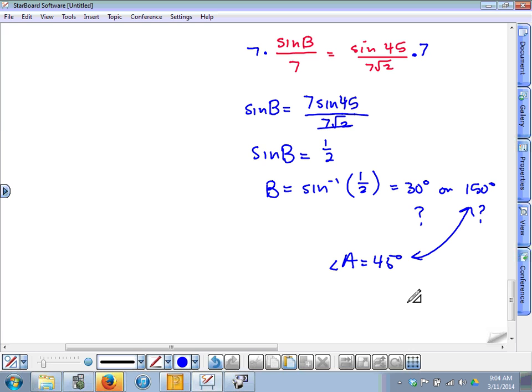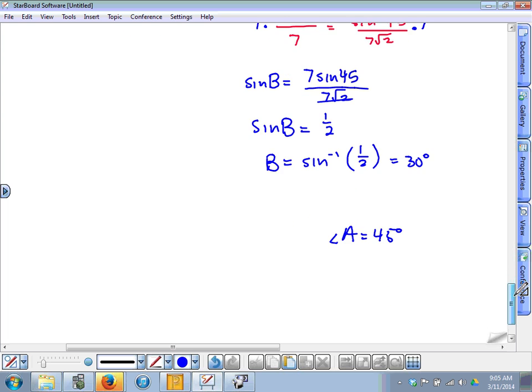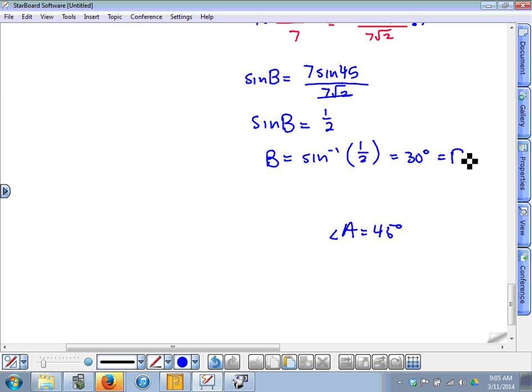It's greater than 180. Okay, so we can't have a triangle that has a 45-degree angle and a 150-degree angle, because that would be larger than 180 already with just two angles. So we don't have to consider the 150 degrees. The only angle that works here is 30 degrees. We know that for sure angle B is 30 degrees and only 30 degrees. This is one of those cases where you get one answer.